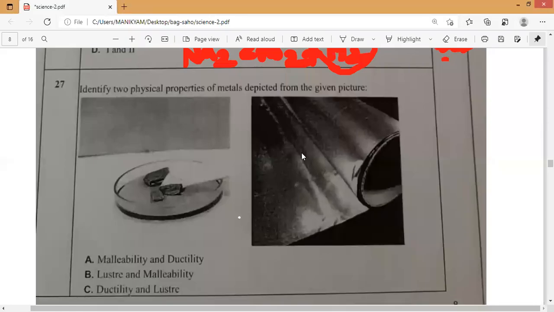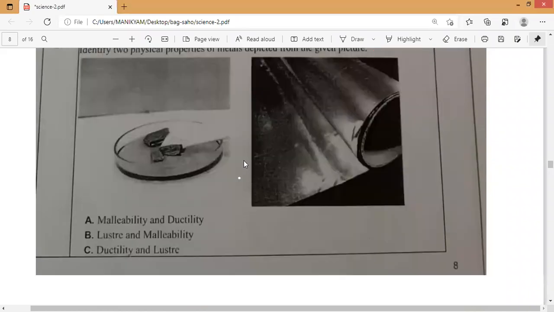Now coming to the 27th question of this Bangalore Sahodaya set 2. Please, anybody read? Identify two physical properties of metals depicted from the given picture. If you observe the given picture carefully, we have to find the two properties from this. One property you can easily find. Let us see what that property is. Can you guess it, guys?